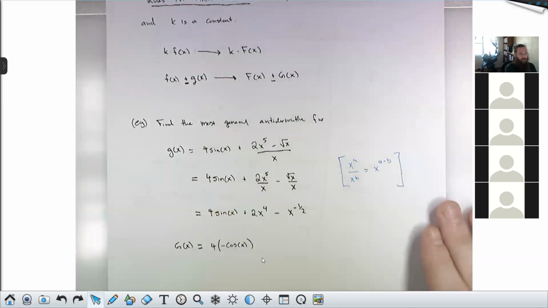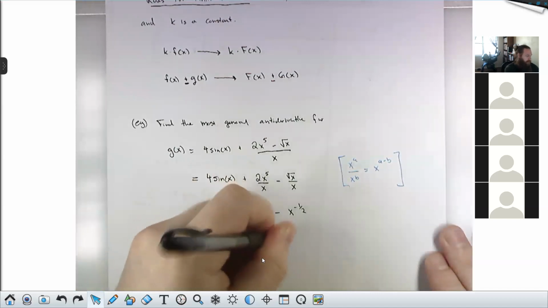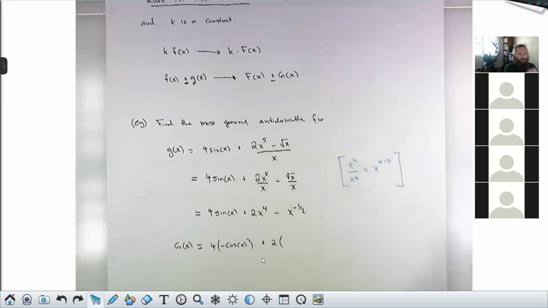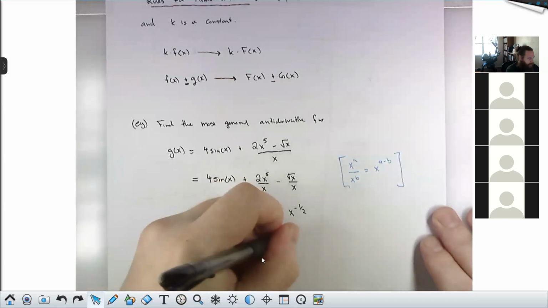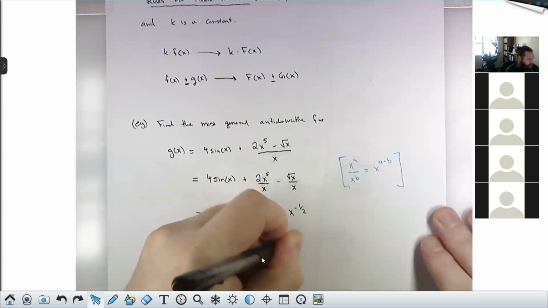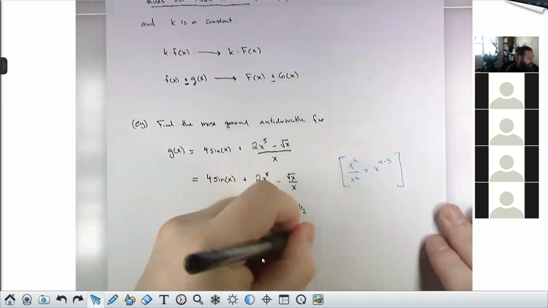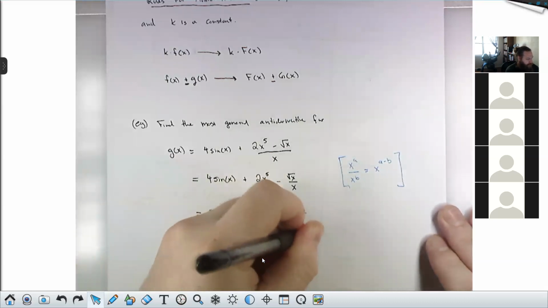And remember to write your variables in here. Then we'll have plus 2 times an antiderivative for x to the 4. What is an antiderivative for x to the 4 going to look like according to my power rule? Well, remember what our power rule for antiderivative says. It says we should have 1 over n plus 1. That's 1 over 4 plus 1 times x to the n plus 1. That's x to the 4 plus 1.